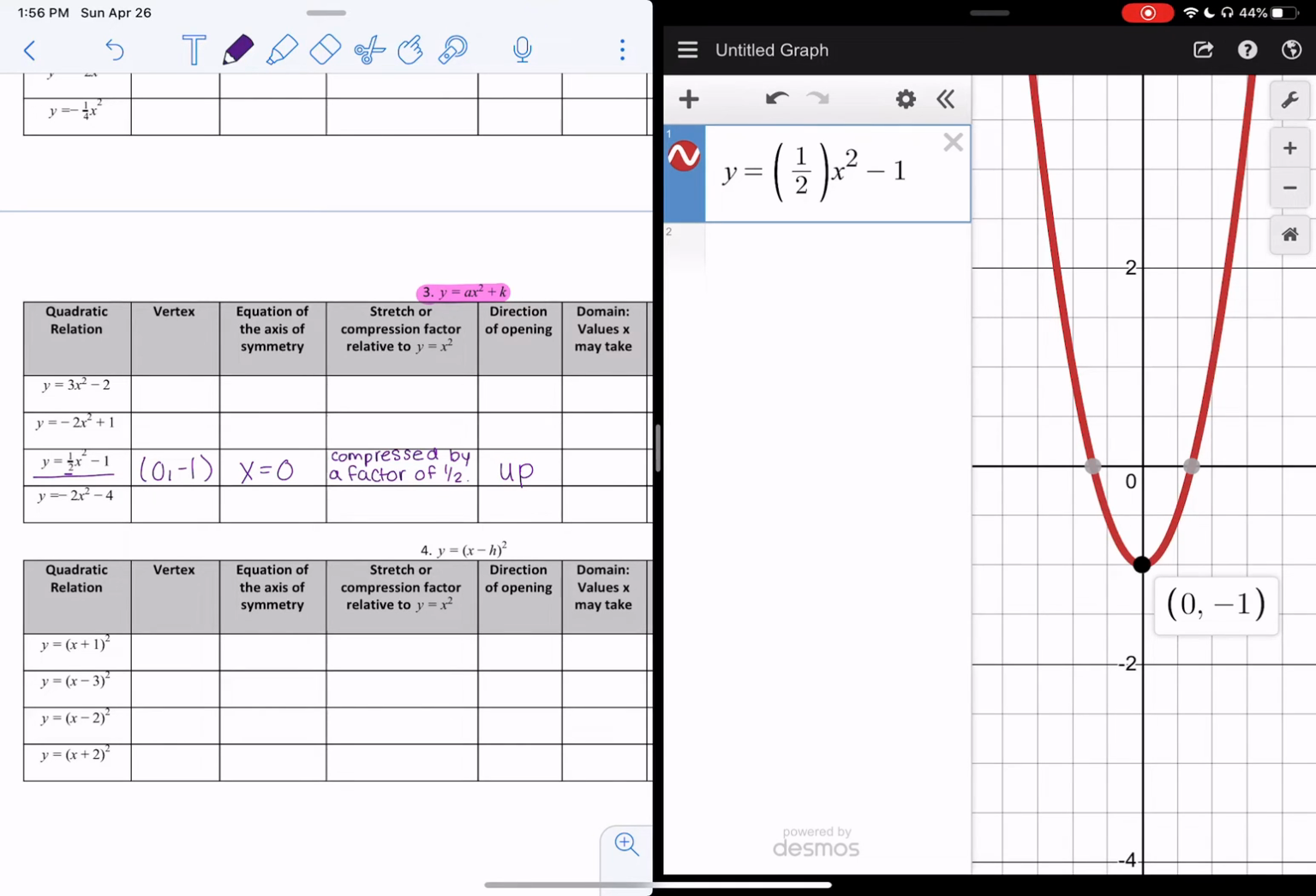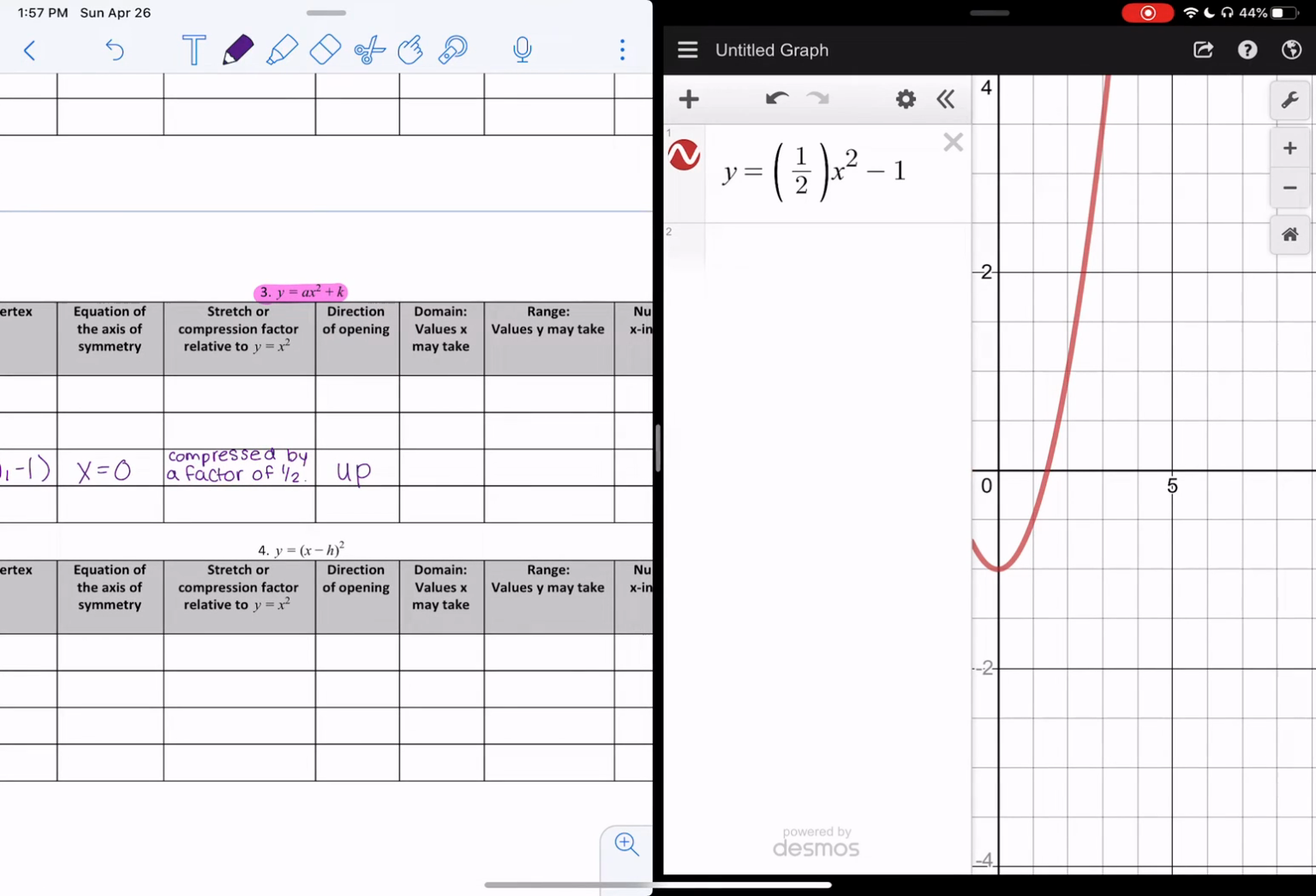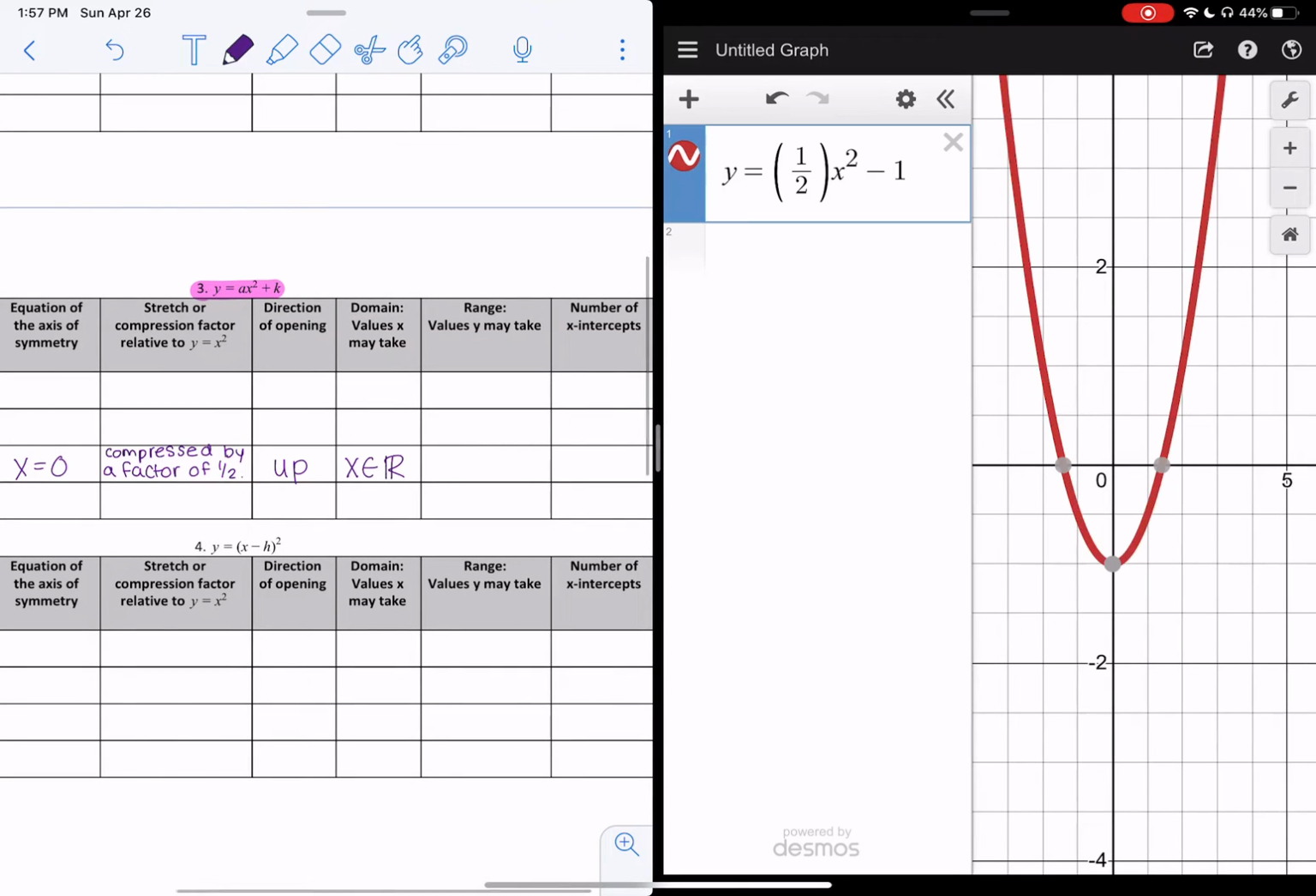Then I look side to side to see if there's anything that's going to potentially stop my x values, and there's not. So x can be an element of real numbers. Really, it can be any number on this graph. Now for my y's, the only thing that's limiting them is this turnaround point. It goes down and down to -1 and turns back around. So y can be anything except y has to be bigger than or equal to -1. And then my number of x-intercepts: I have 2 of them, so I just write the number 2.